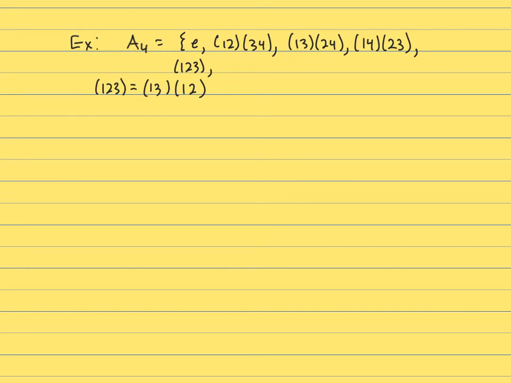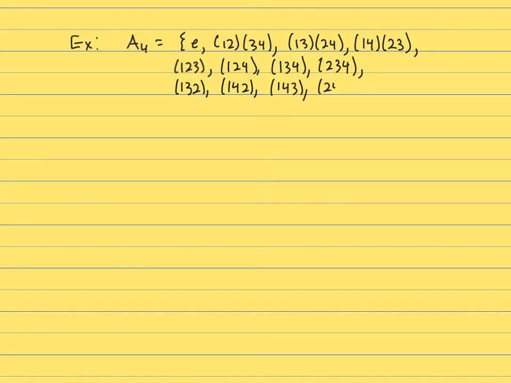In general, any odd cycle can be written as a product of an even number of 2-cycles, and any even cycle has to be written as an odd number of 2-cycles. And so we also have (1 2 4), (1 3 4), (2 3 4), and obviously they're inverses. So now I can erase this bit. (1 3 2), (1 4 2), (1 4 3), and (2 4 3).